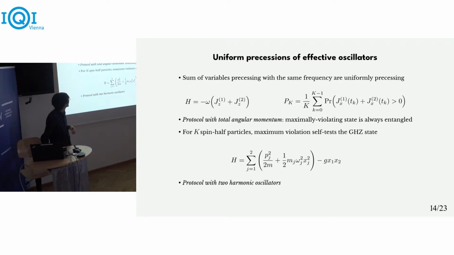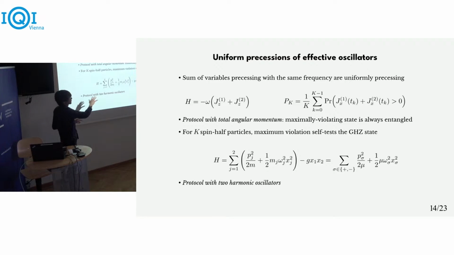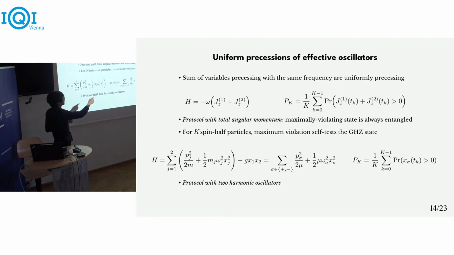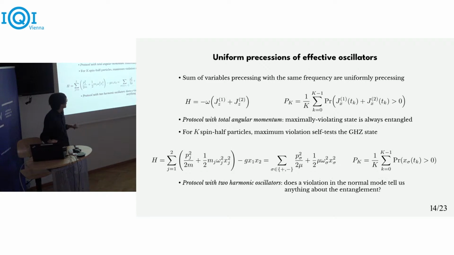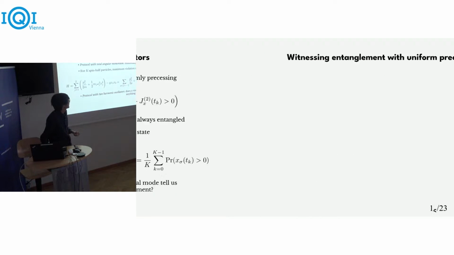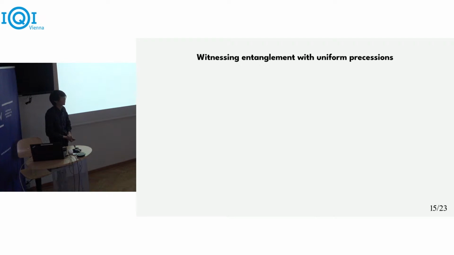So naturally, we want to ask, okay, if that's the case for angular momentum, what if you have two harmonic oscillators? In this case, they can be coupled, they can be not, but we can always write it in terms of its normal modes. So if we have this kind of harmonic oscillator, and we perform the protocol on one of the normal modes, X plus or X minus, just on one of them, if we violate the classical bound, can we say anything about the entanglement? And that is the natural next question that we have.